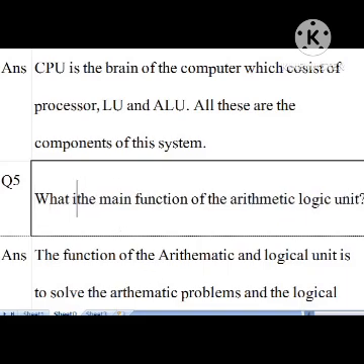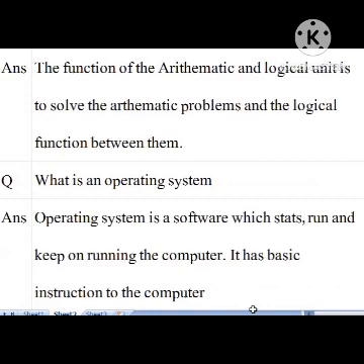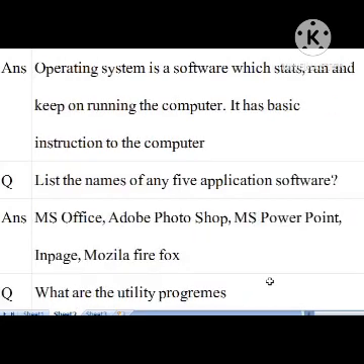What is the main function of arithmetic unit? The main function of arithmetic unit and logical unit is to solve arithmetic problems and the logical function between them. What is an operating system? Operating system is a software which starts, runs and keeps on running the computer. It has basic instructions to the computer.